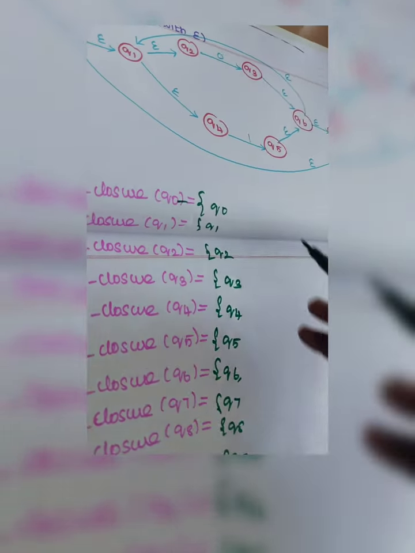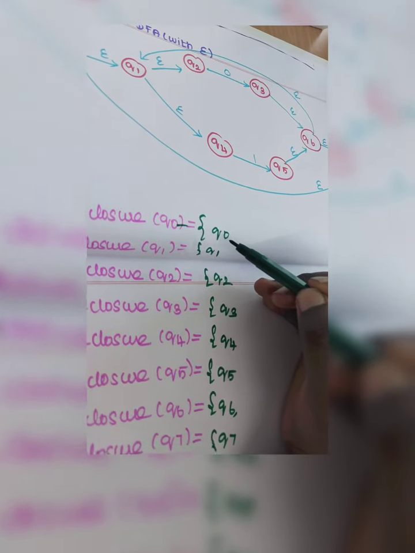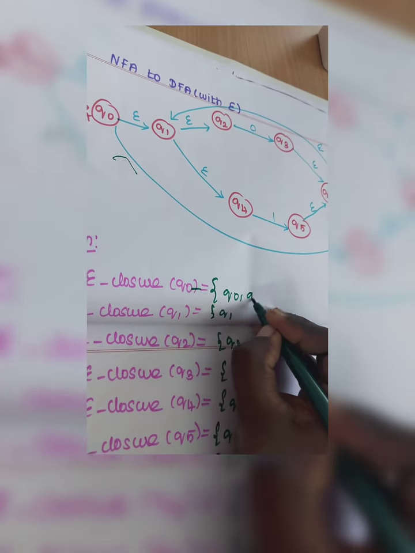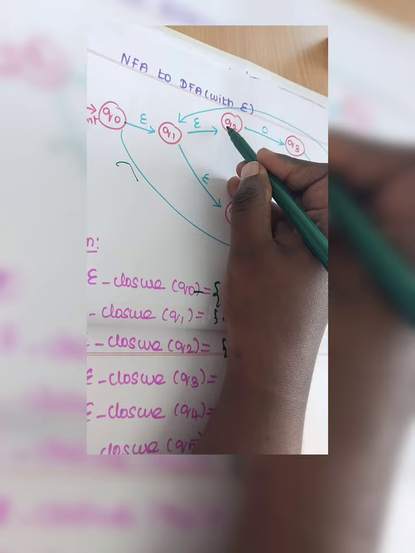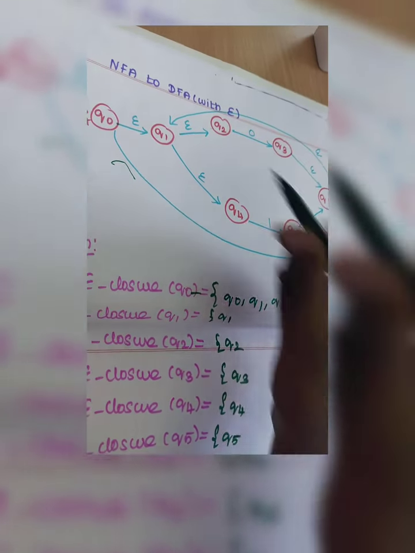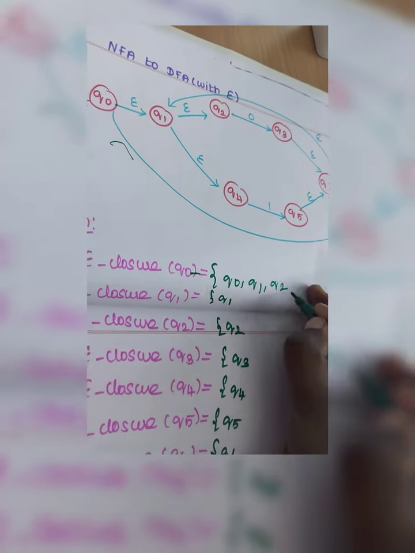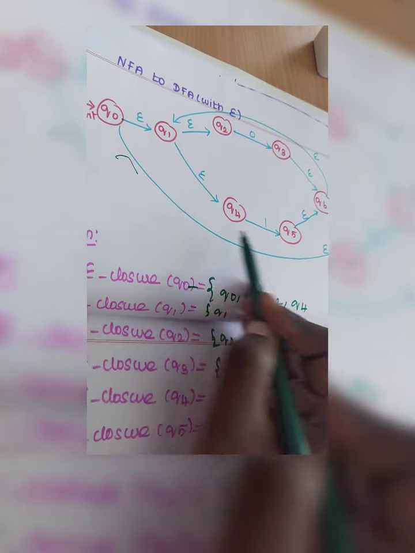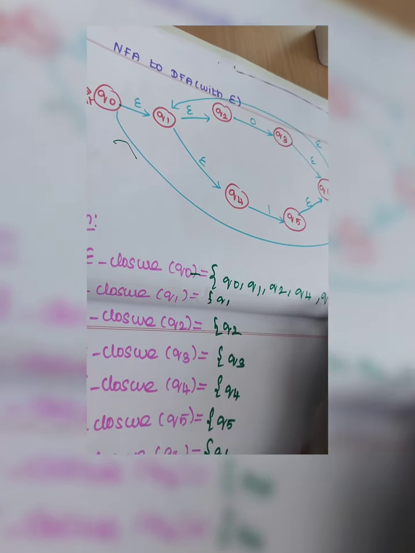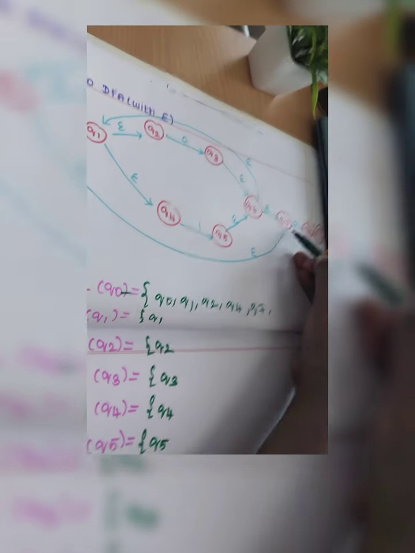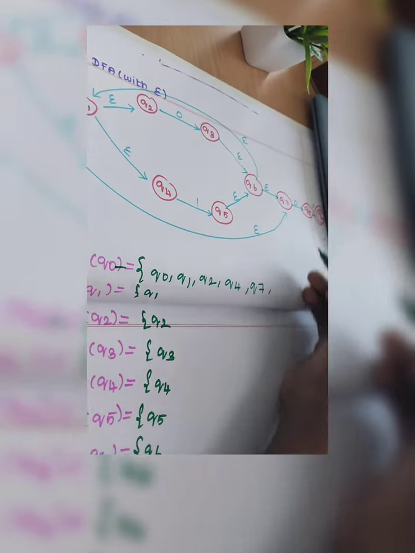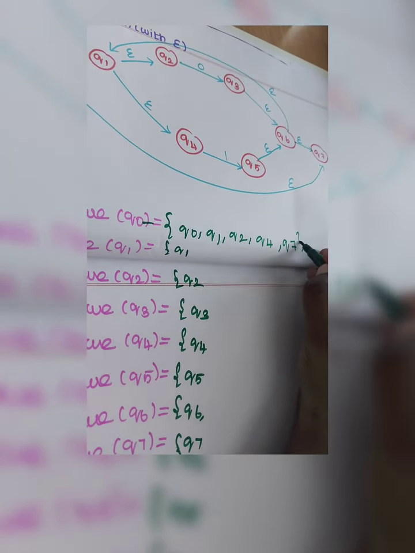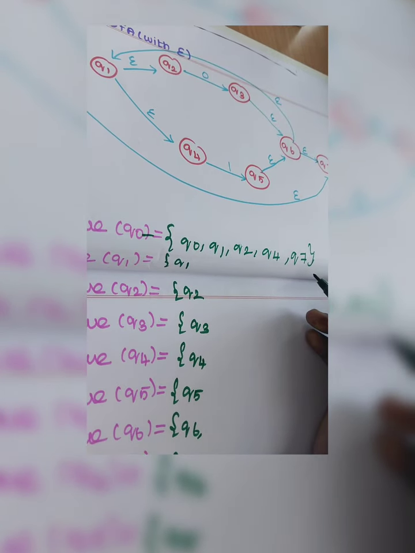Next you check Q0 with the input epsilon, where it will go. Q0 with the input epsilon goes to Q1. Continuing with the input epsilon, it goes to Q2, and then again to Q4. There is no outgoing from there. And from here also, with the input epsilon, it reaches Q7, and at Q7 there is no outgoing with the input epsilon. So this is the epsilon closure for Q0.